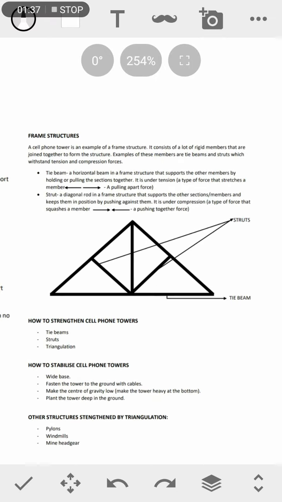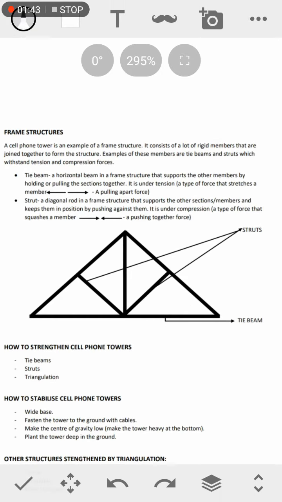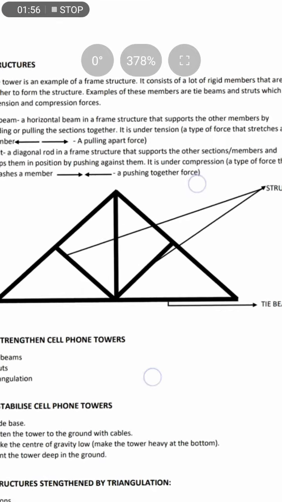Let's go a little bit into detail with frame structures. A cell phone tower is an example of a frame structure. It consists of a lot of rigid members that are joined together to form the structure. Examples of these members are tie beams and struts, which withstand tension and compression forces.